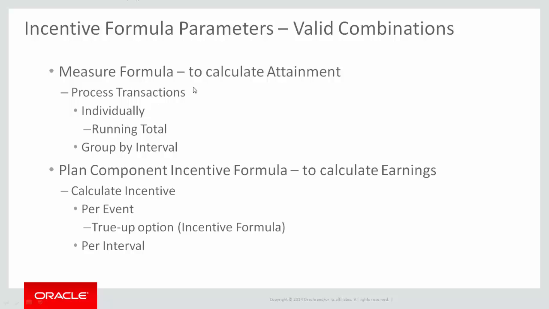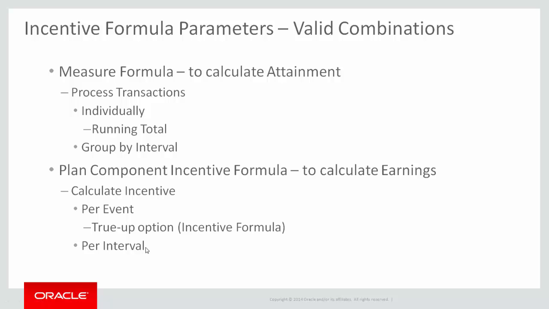So at the measure level, we have this capability, and there's an option when you're building your formula that says process transactions. Your choices are: am I going to process transactions individually, which is ask a question, get a piece of candy, or am I going to group them by interval? At the plan component incentive formula level, we're deciding, are we going to calculate per event, or per interval? They serve the same function, but they have discretely different names.